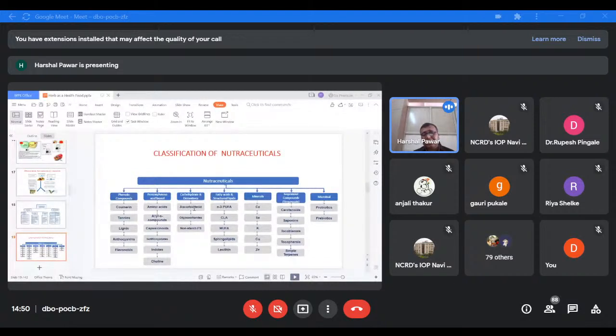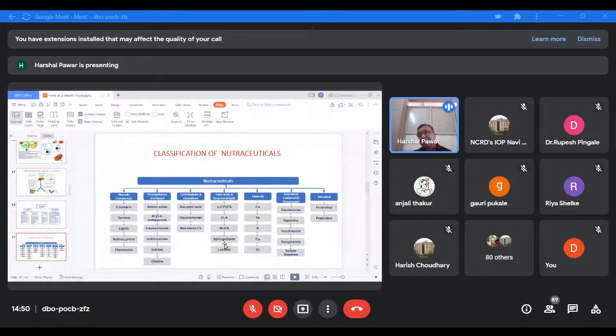Apart from this, fatty acids are there. Many different kinds of lipid components we are getting from the natural sources. Some popular components include your polyunsaturated fatty acids, then conjugated linoleic acid is there, right? And some more lipids, lecithin, sphingolipids. All these components have some health benefits.